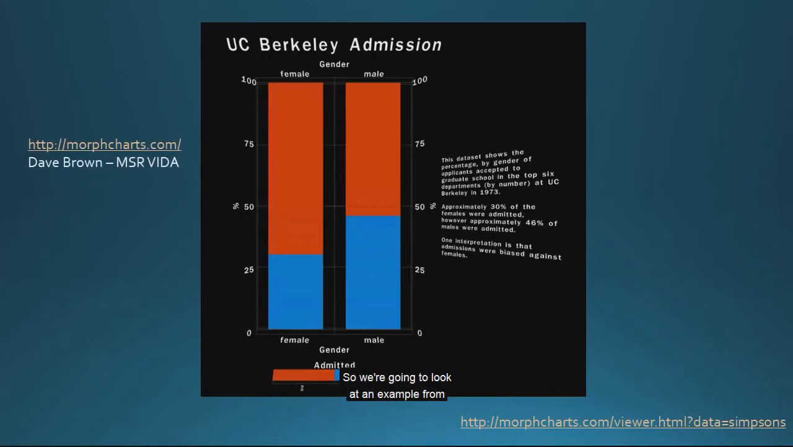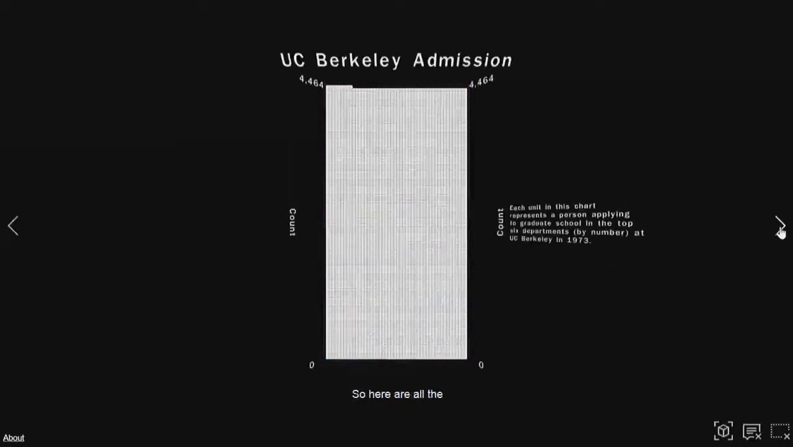So we're going to look at an example from the gender bias investigations in Berkeley in 1973. And one of the things is that visualization can really help illuminate what's going on here. So let's first look at the entire population here. So here are all the 4,464 students that applied for graduate school.